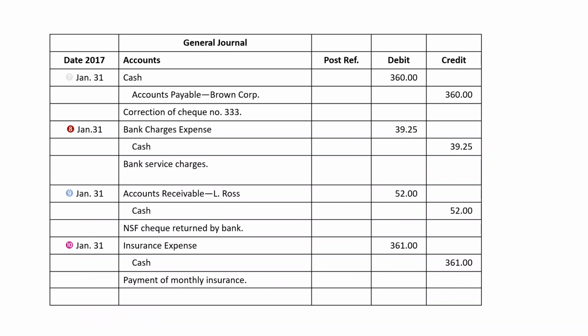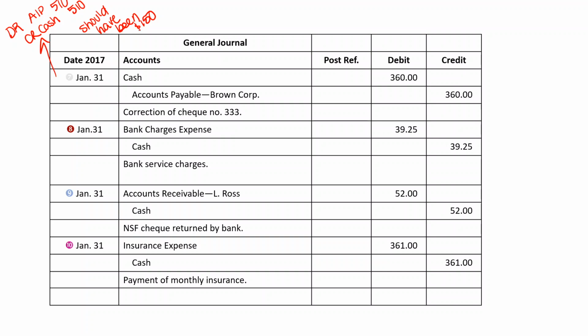The next reconciling item, number 7, was a book error. So the check number 333 for $150 paid to Brown Corp on account, it was recorded as $510. So the actual check that was written and cleared the bank was $150, but when we did the entry, we recorded $510. So the entry that would have been recorded in error when we booked it was to debit accounts payable for $510 and credit cash for $510. But it should have been $150.